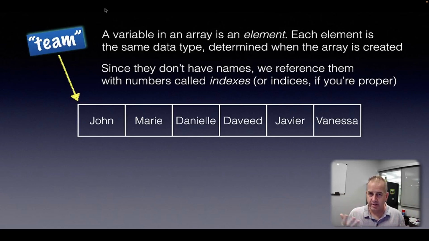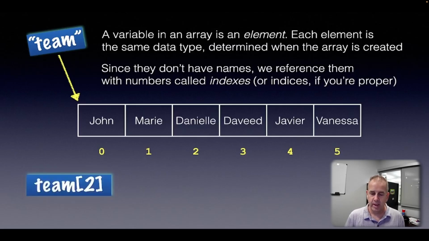So we need a naming convention. We need a way to refer to those individual elements in the array. And we use index numbers for that. So these index numbers, they're going to start at 0 and they're going to count up from there. And what this means is that if I refer to the team array index 2, that in this case is Danielle, right? If I refer to team index 4, that's Javier, all right? So that's the way that we can organize this data and refer to the individual elements within it.